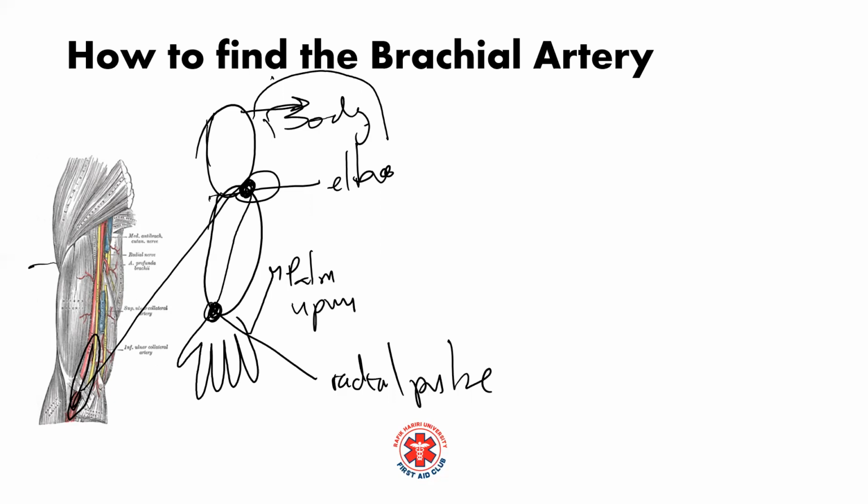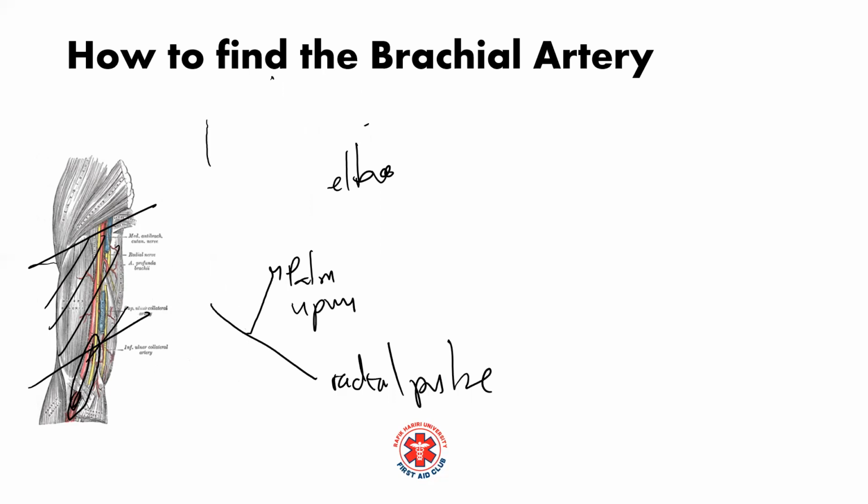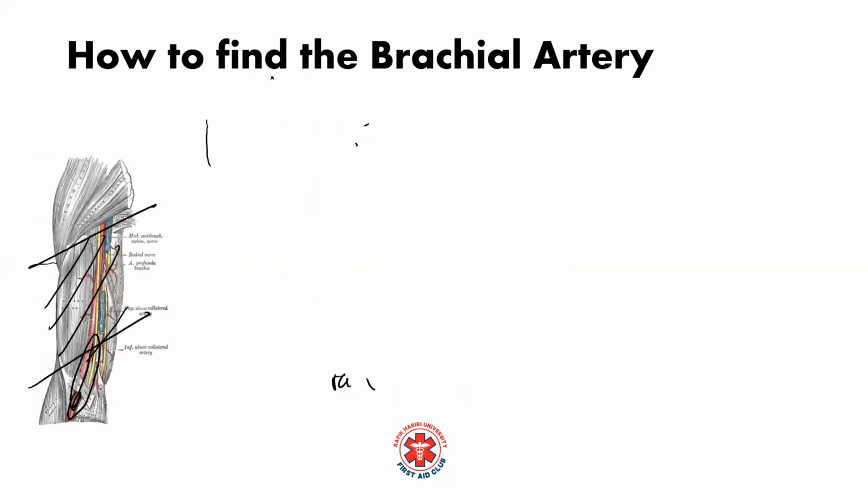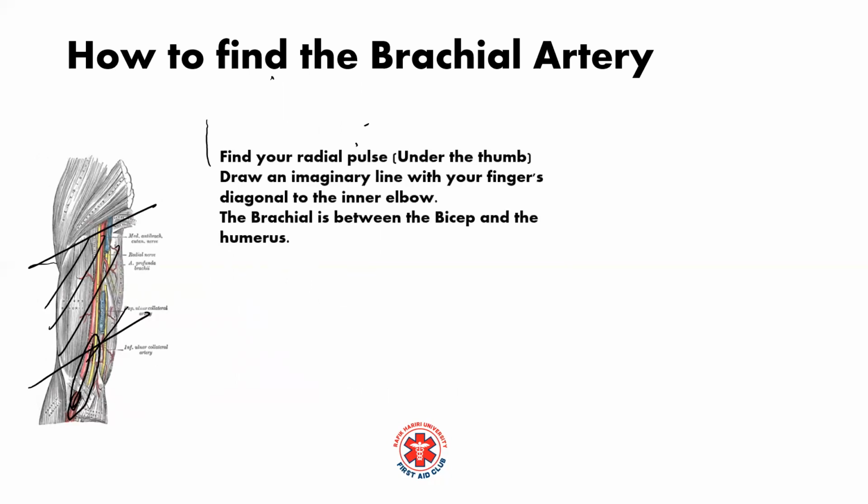My BP cuff is going to be coming over here. It is going to compress the bicep with the tricep, with the humerus, so it can compress the blood vessel and I can take my blood pressure. Let's see the description we have. Find your radial pulse under the thumb. Draw an imaginary line with your fingers diagonal to the inner elbow. The brachial artery is between the bicep and the humerus.